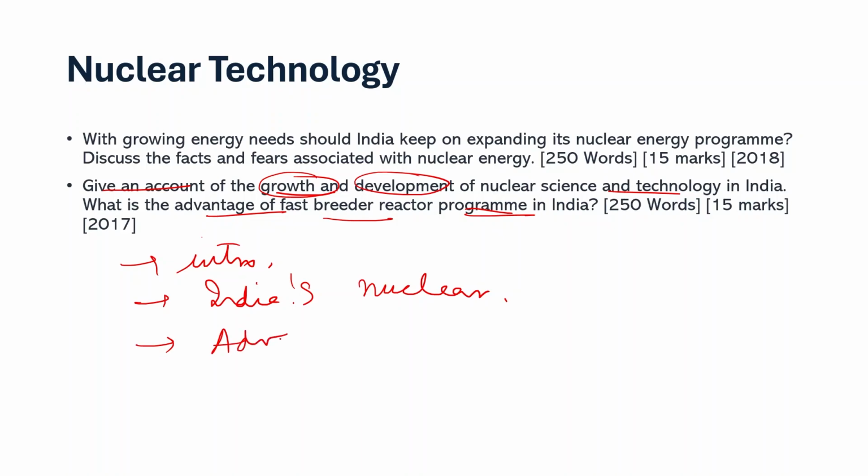Then you write about advantages of fast breeder reactors. Again, in the end, if you want to write about concerns related to this topic, you can write about that, and then you can write about conclusion, right.